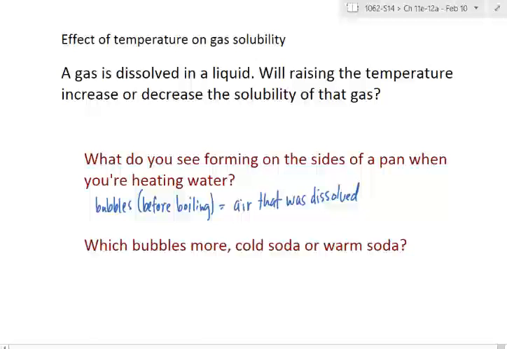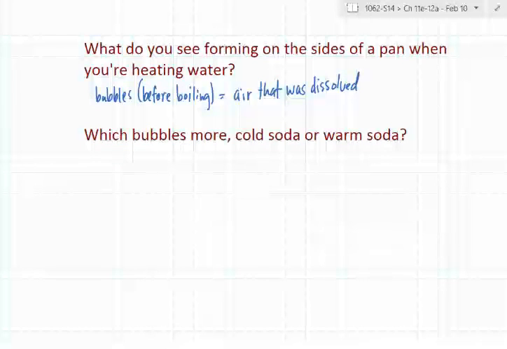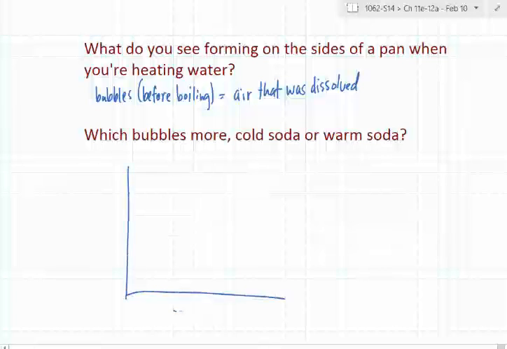So the general trend we see from both of these here is that as temperature increases, gas solubility decreases. And it's something like that.